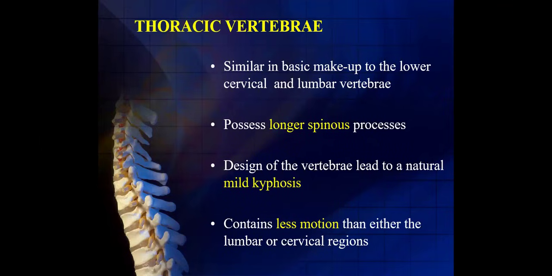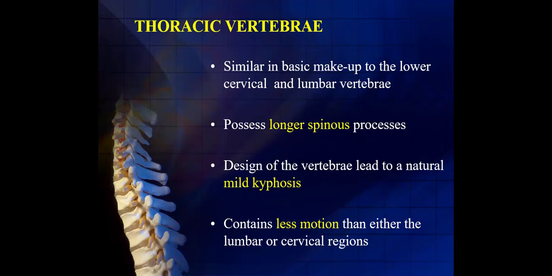The thoracic vertebra is similar in basic makeup to the lower cervical and the upper lumbar vertebra. They possess long spinous processes and the design of the vertebra leads to a natural mild kyphosis. Unlike the cervical and the lumbar region, here there is no lordosis.